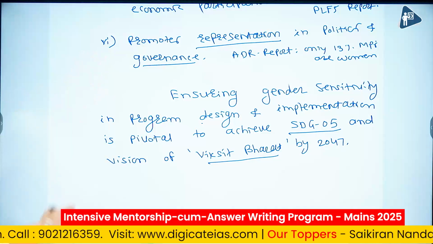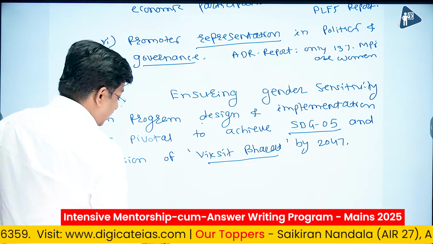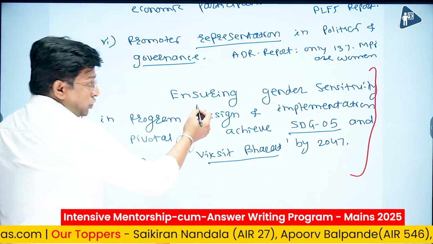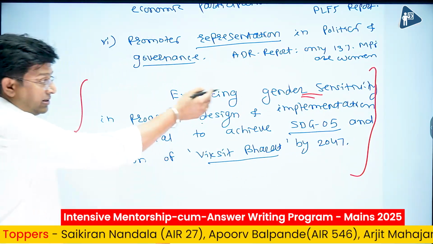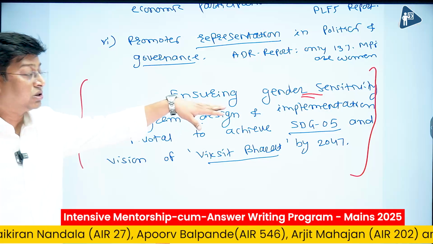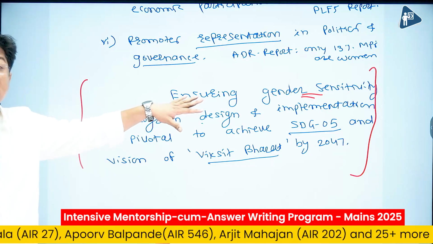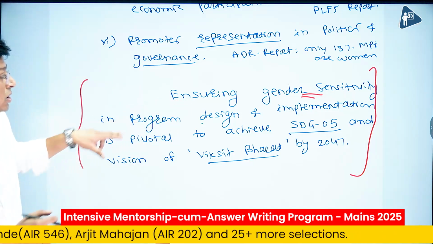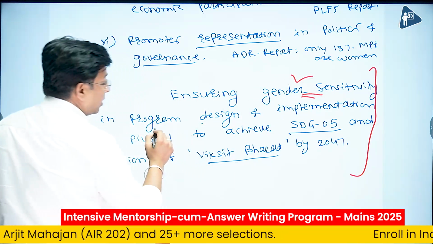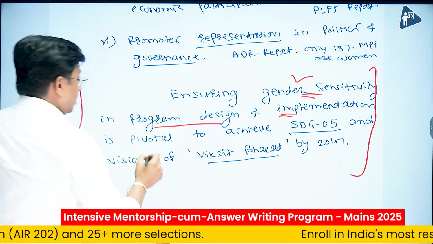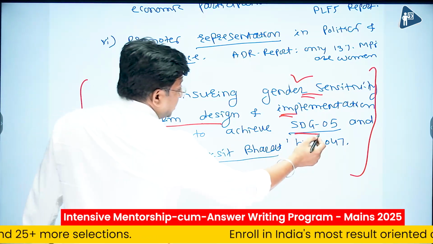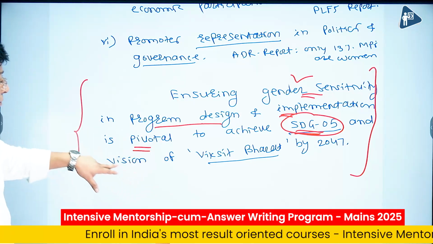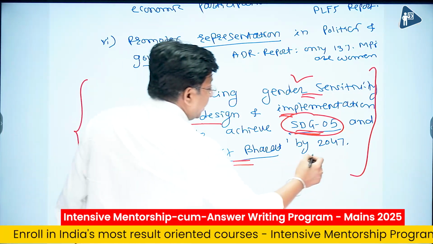Now after this, I must ensure a proper conclusion. So this is my conclusion. See how I am concluding. Ensuring gender sensitivity. This is addressing the central demand of the question, because the question was asking about gender disparity and the importance of taking gender concerns into account. So ensuring gender sensitivity in program design and implementation is pivotal to achieve SDG number 5, which is related to gender equality, and the vision of Viksit Bharat by 2047.